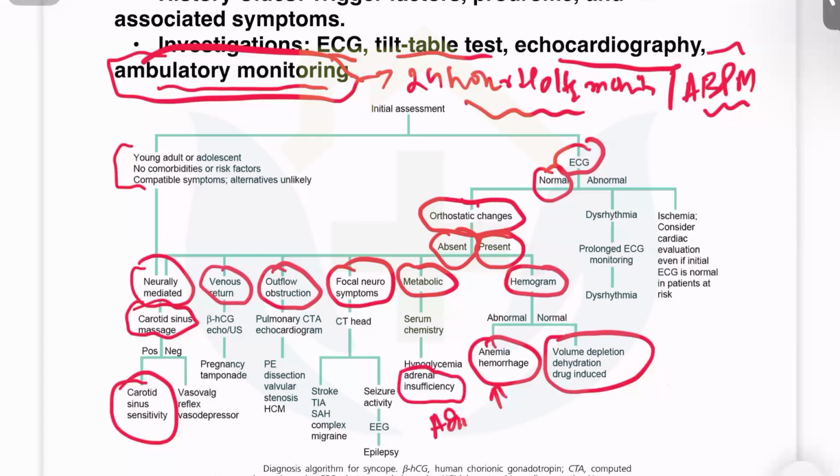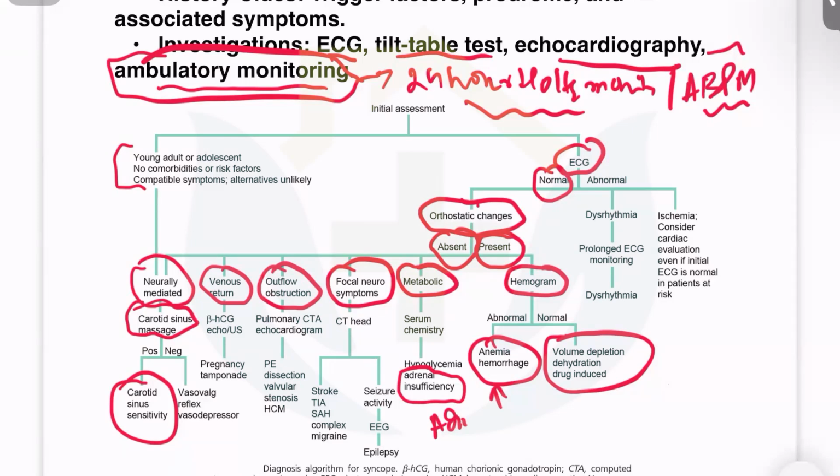Because in Addison's disease, what do we have? We have hyponatremia, we have hypoglycemia, we have hypotension. It is only potassium which is high. Other than that, everything else is low. Then the hypothermia. So these patients who have Addisonian crisis or Addison's disease can also present with syncope.